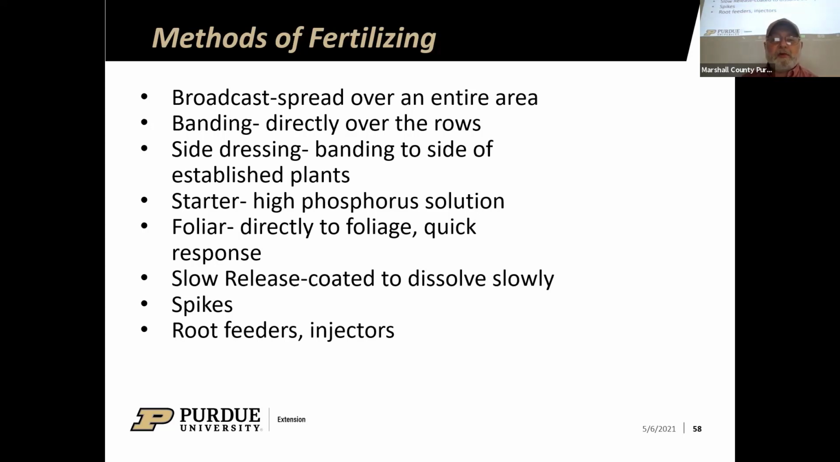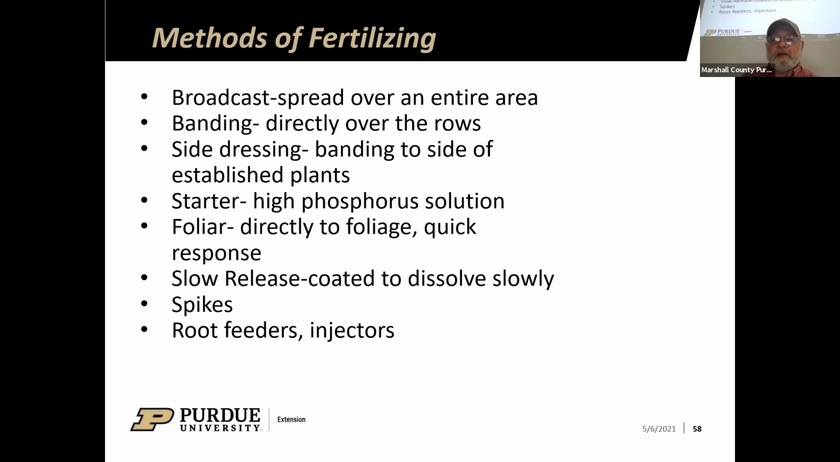Foliar fed is directly on the foliage, and we always have to be careful not to damage our plants when we're foliar feeding with fertilizers. So we need to follow label directions and apply the right rate because we can burn those leaves if we over apply. We'll talk about it in a second. We can do it to the roots as well.